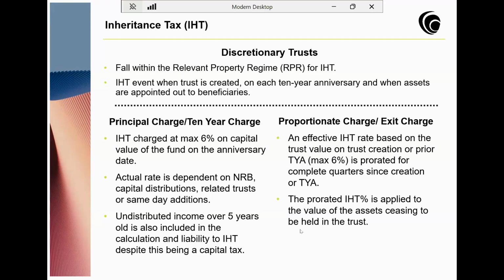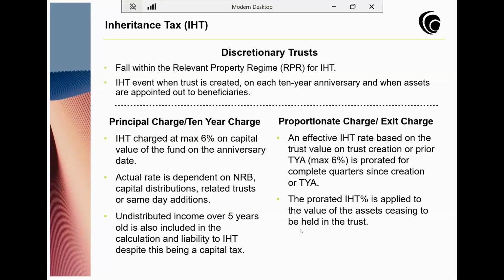In a simple scenario, the tax due on a 10-year charge can usually be calculated by deducting the nil rate band from the total value of the trust and multiplying the excess by 6%, but that doesn't always give you the correct answer if there are previously chargeable transfers, distributions from the trust in the 10 years up to the anniversary date, related settlements or same day additions.